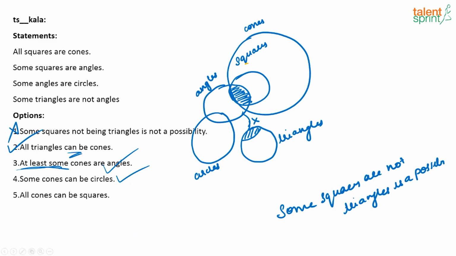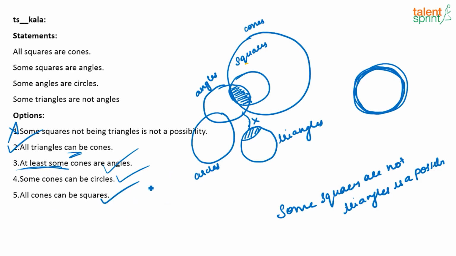All cones can be squares. Yes, all cones can be squares. What I know is that all squares are cones, but the set cones and squares can also be just one set. The same set can be cone and the same set can be square. So all cones can be squares too. So option 5 also follows.